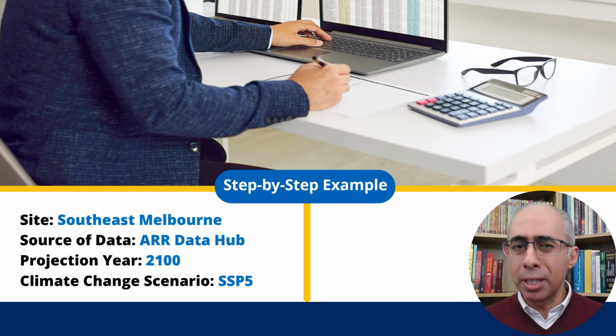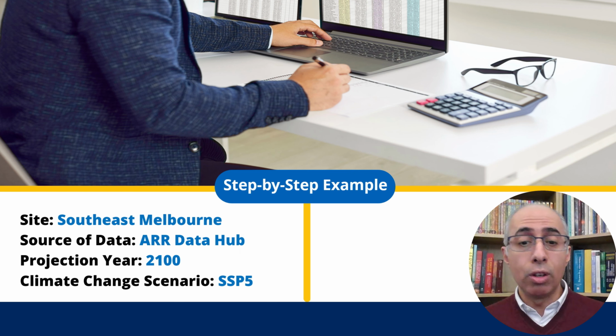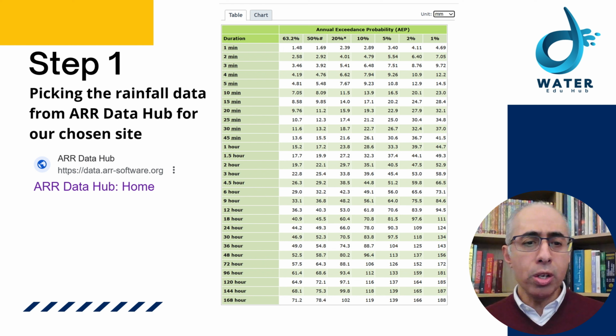In order to have something to start with, I have decided to choose a site located in Southeast Melbourne. I'm using the ARR Data Hub to get access to the required data, basically rainfall, losses and other required parameters that I want to look into their projection. My projection year is going to be 2100, and I'm going for the worst case scenario of climate change, which is SSP 5.